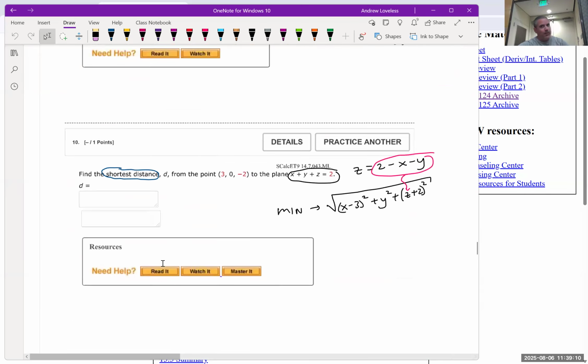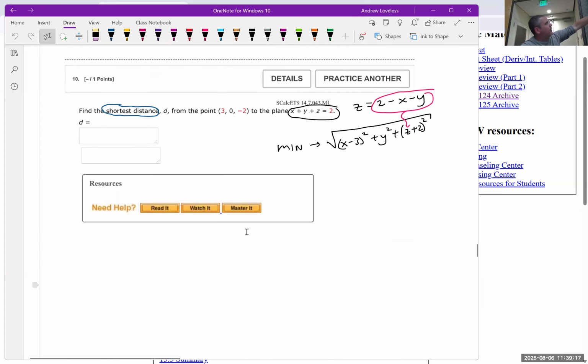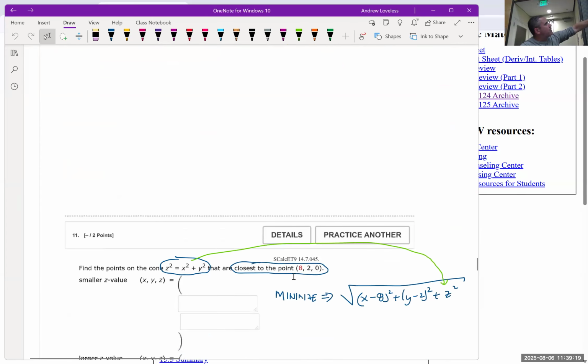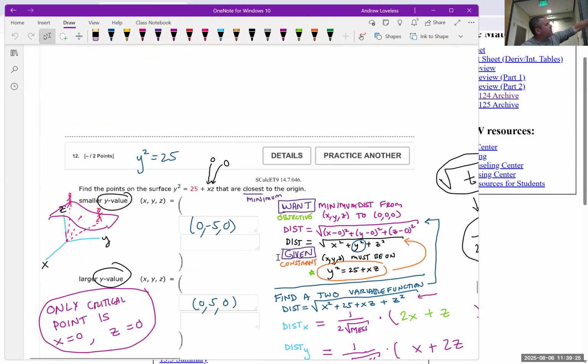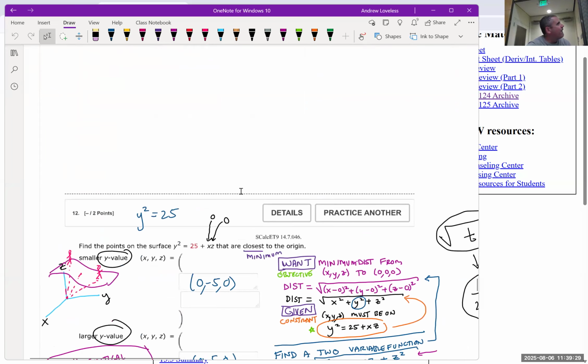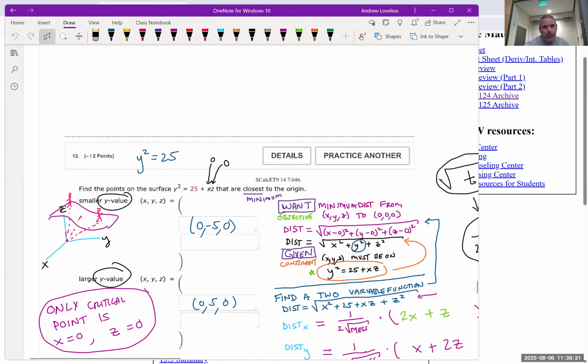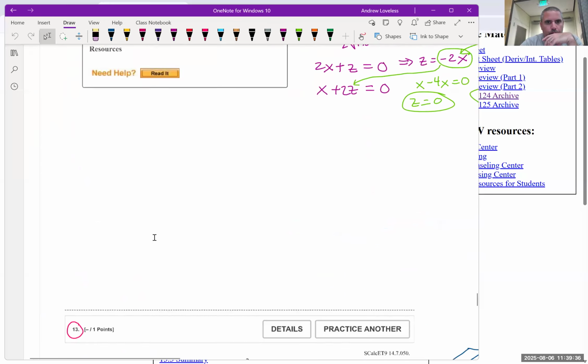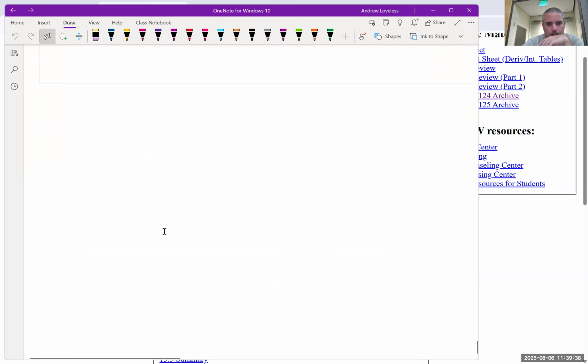So I think it'd be fun to just make a question. Here's a question that says the minimum distance from a point to a plane. This question says the minimum distance from a point to a cone. And this one says the minimum distance from a point to some random thing here. Let's do our own problem. So here's what I would like. I'm going to make one up.